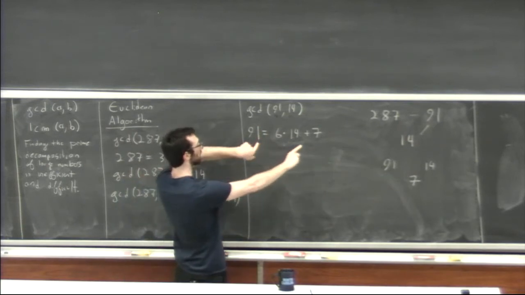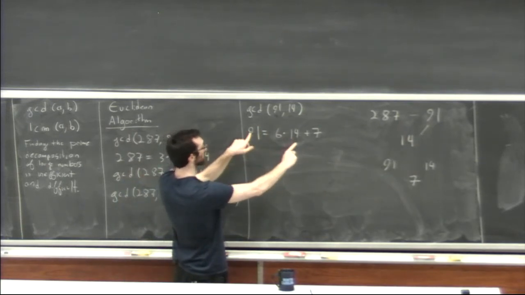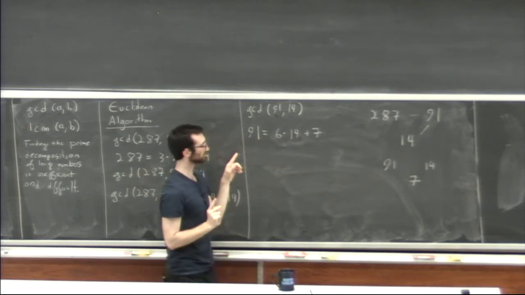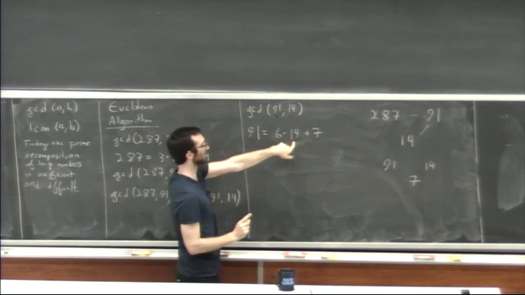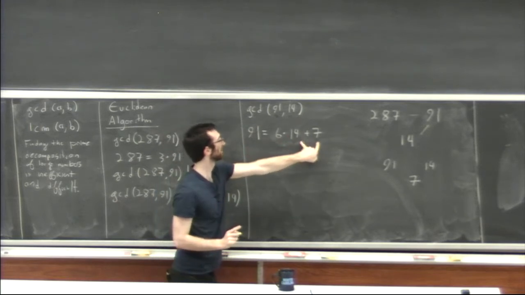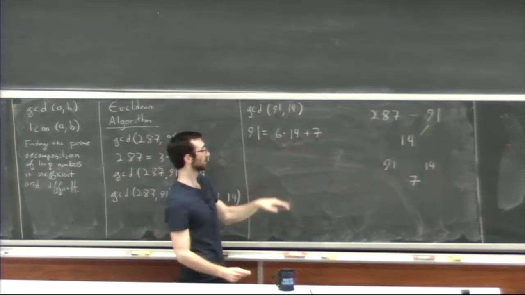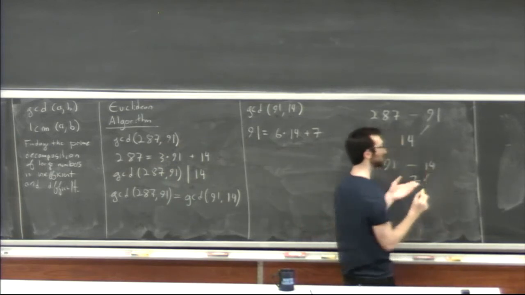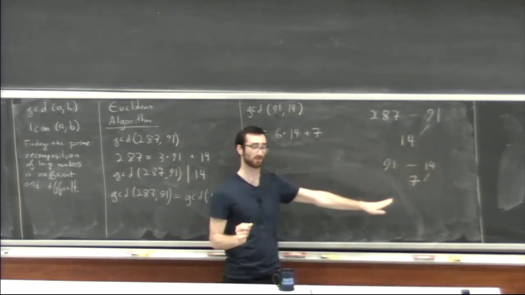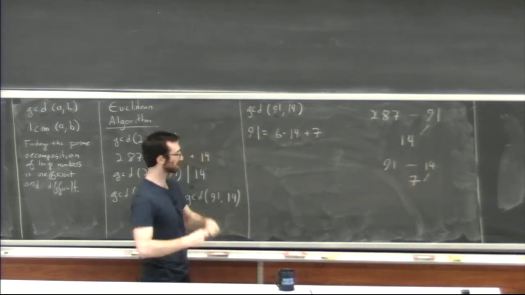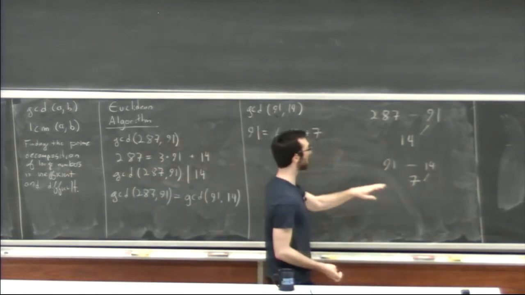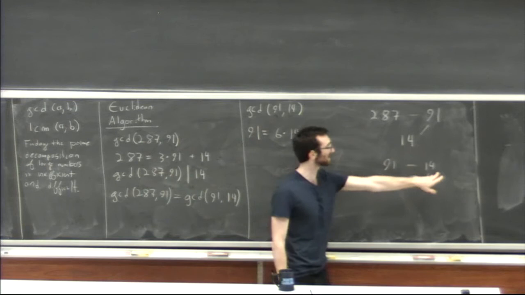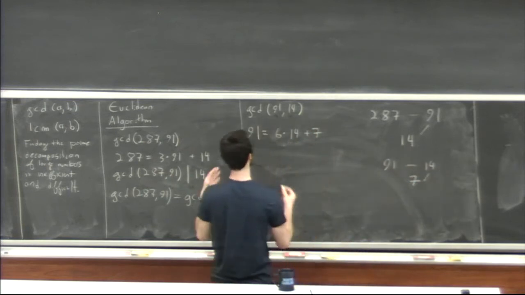So similarly, if some number divides 91 and it divides 14, then it has to divide 7. And similarly, if a number divides 14 and it divides 7, it has to divide 91. So what we've shown here is that the GCD of these two numbers is the same as the GCD of these two numbers. Okay? So you can see that this process is repeating. Now, if I wanted to find the GCD of 91 and 14, it's the same as finding the GCD of 7 and 14. So I repeat the process.